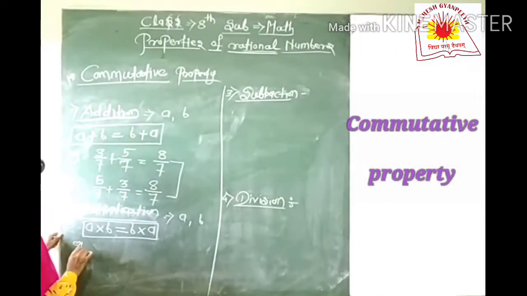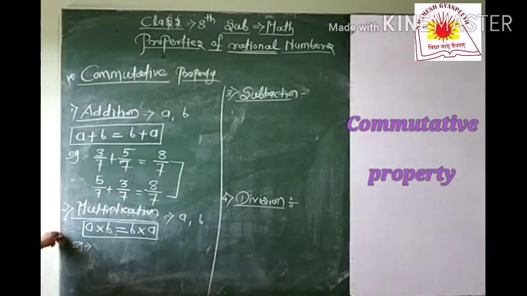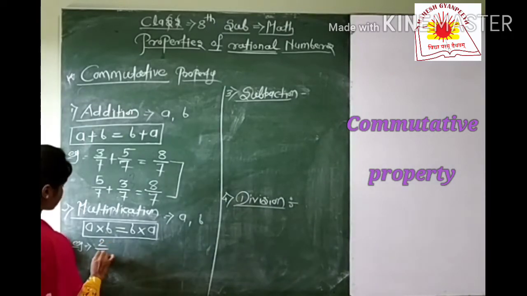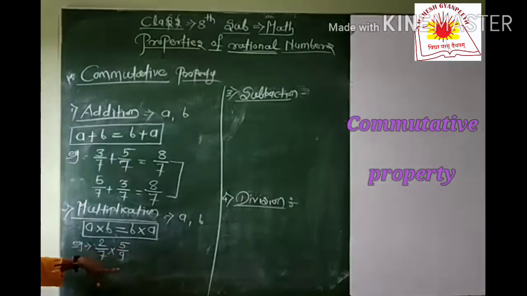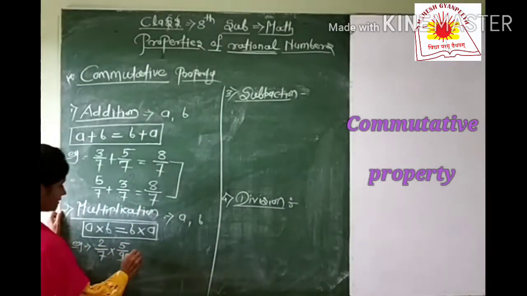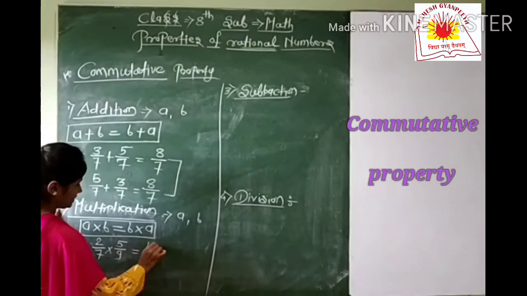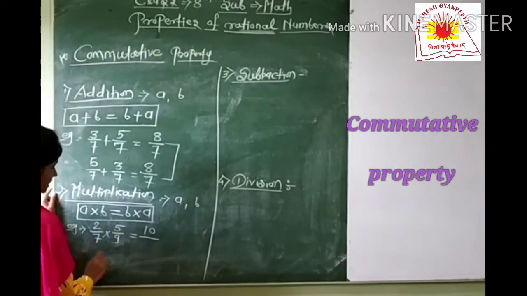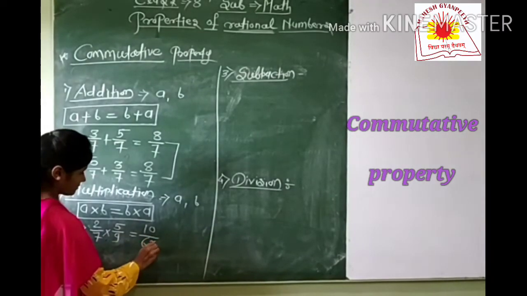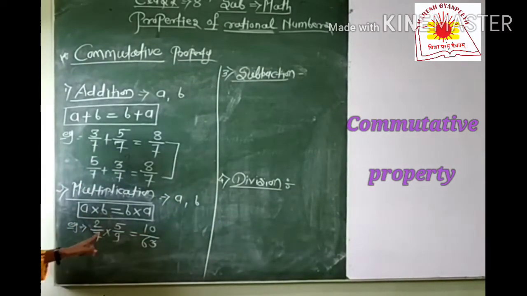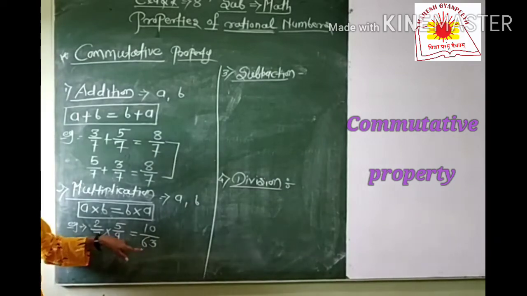Okay. For example, 2 upon 7 multiplied by 5 upon 9. Then multiply. 2 5s are 10. 9 7s are 63. No one is reducible. So 2 5s are 10 and 9 7s are 63.